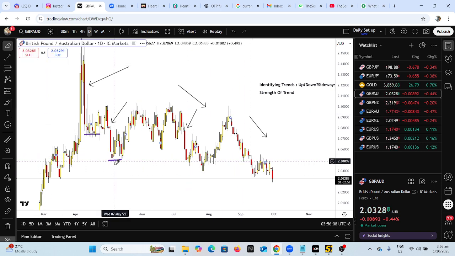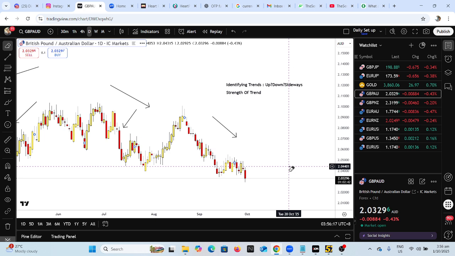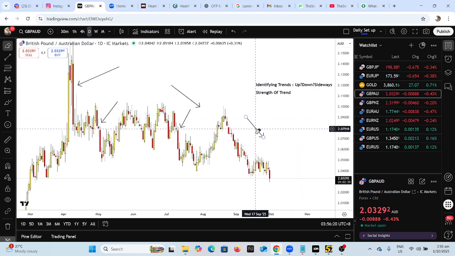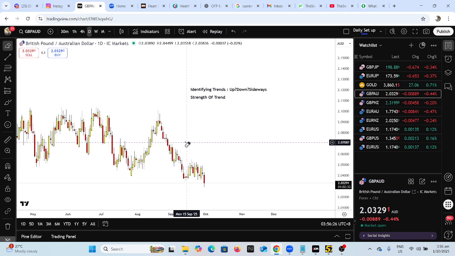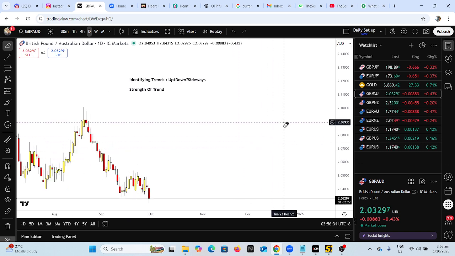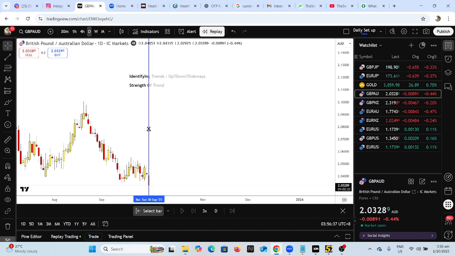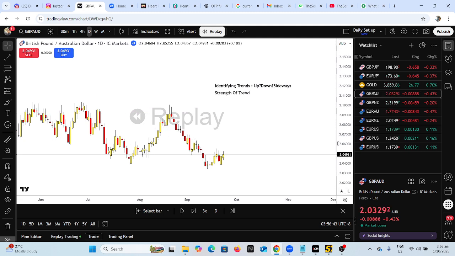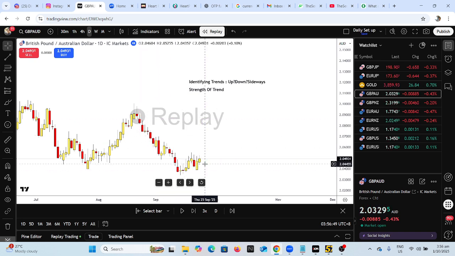So always look at the trend and then identify the kind of orders that you want to make. If you look at this Pound Aussie and you do not apply the techniques to see the trend, let me give you an example. If I put this one in the replay, you look at this and say, oh, price has already gone into a downtrend, oh, this is a buy signal.